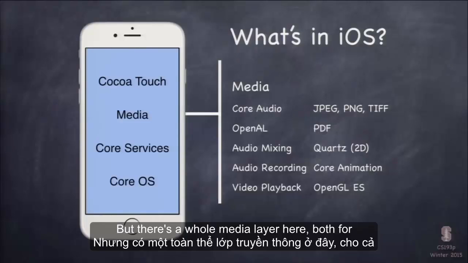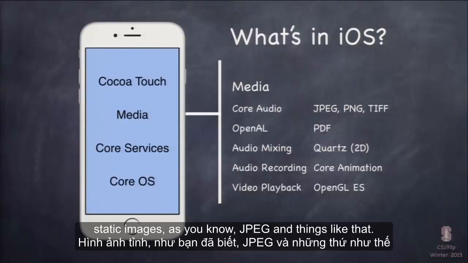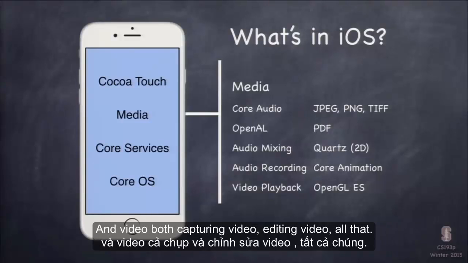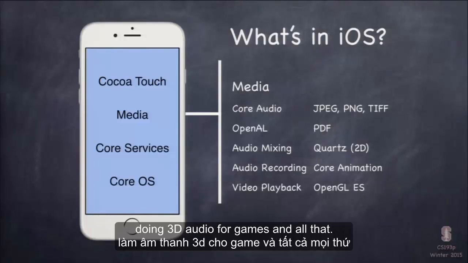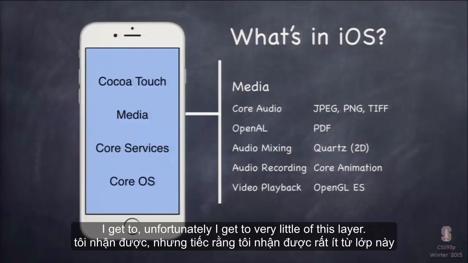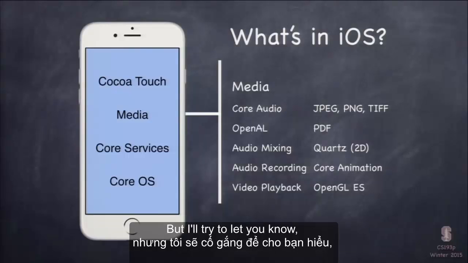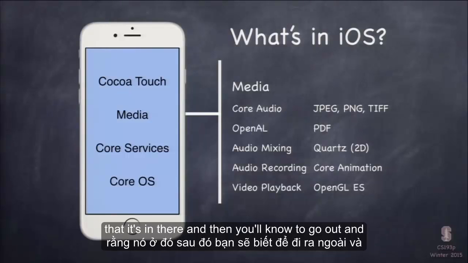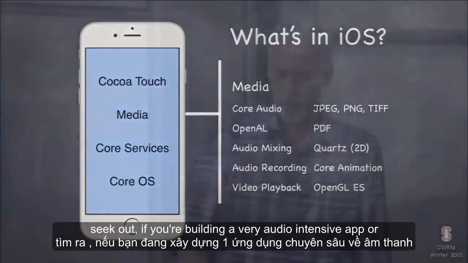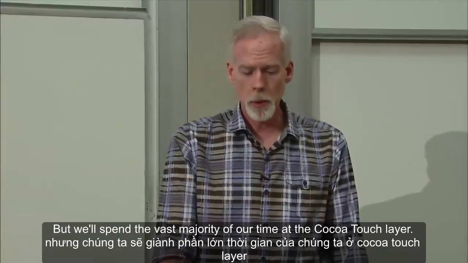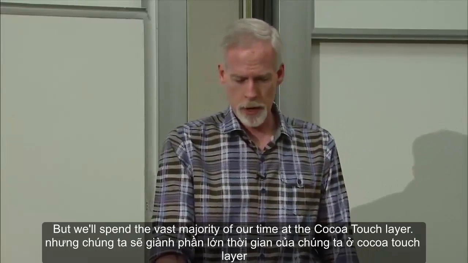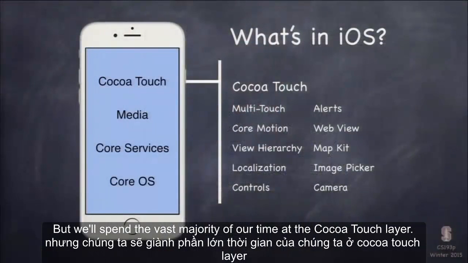But there's a whole media layer here, both for static images, like JPEG and things like that, and video, both capturing video, editing video, all that. Incredible audio frameworks on this device for doing 3D audio for games and all that. Unfortunately, I get to very little of this layer. I'll try to let you know that it's in there, and then you'll know, if you're building a very audio-intensive app or a video-intensive app, to seek out that layer. But we'll spend the vast majority of our time at the Cocoa Touch layer.